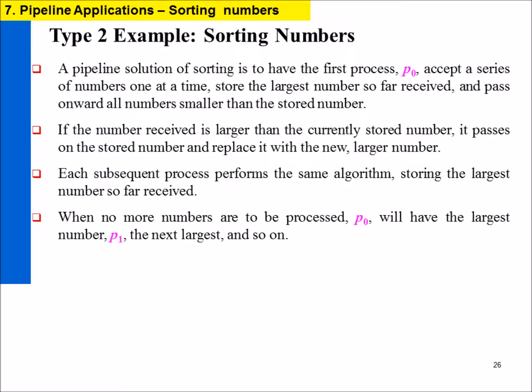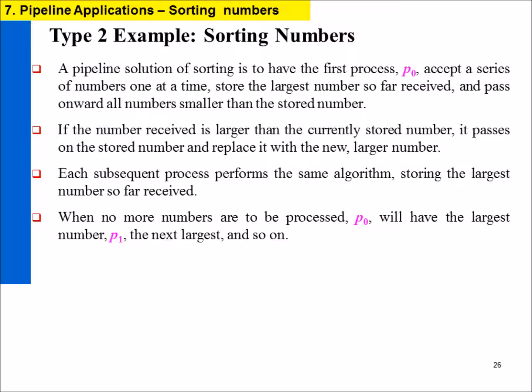Okay, now let's look at a type 2 example: sorting numbers. When we sort numbers, we want to put them in a particular order, right? Increasing or decreasing. And if there are duplicated numbers, you just put them next to each other. So a pipeline solution for sorting is to have the first process, P0, accept the series of numbers one at a time, store the largest number received so far, and pass onwards all the numbers smaller than the stored number. If a number received is larger than the currently stored number, it replaces the stored number and the original stored number is passed onwards.